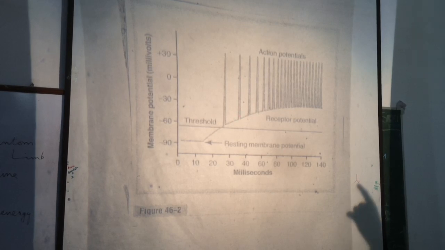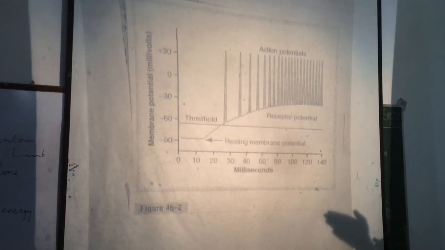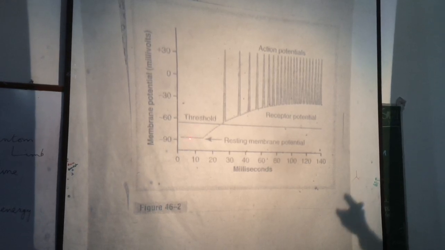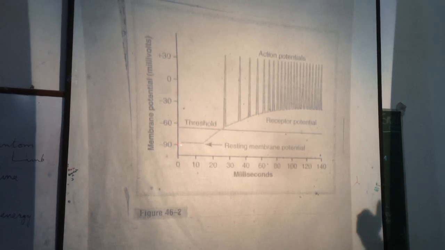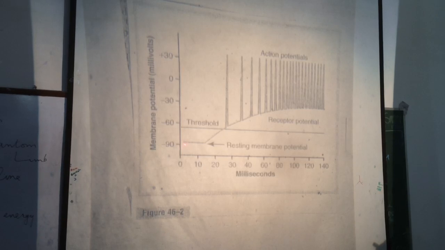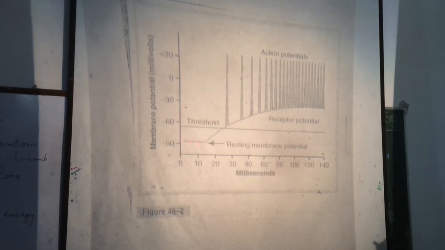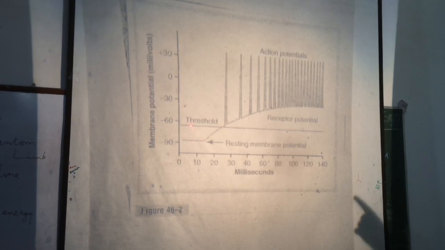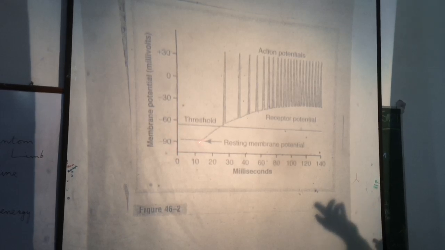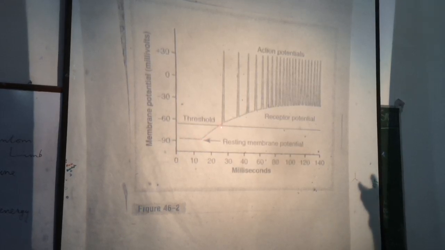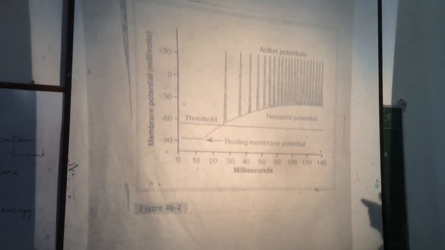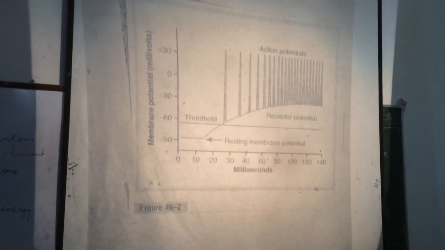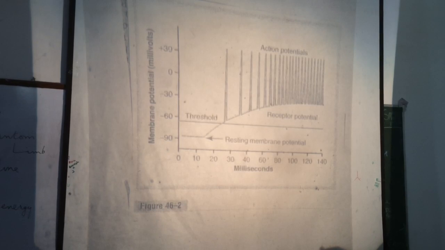So the purpose of the receptor potential is to bring the membrane potential from its resting value to the threshold of excitation. Resting potential is about minus 85 or minus 80 millivolt, and threshold is about minus 65 millivolt. So to bring it from the resting value of minus 85 to the threshold of minus 65, there is receptor potential, which is called generator potential. This receptor potential is due to sodium influx.